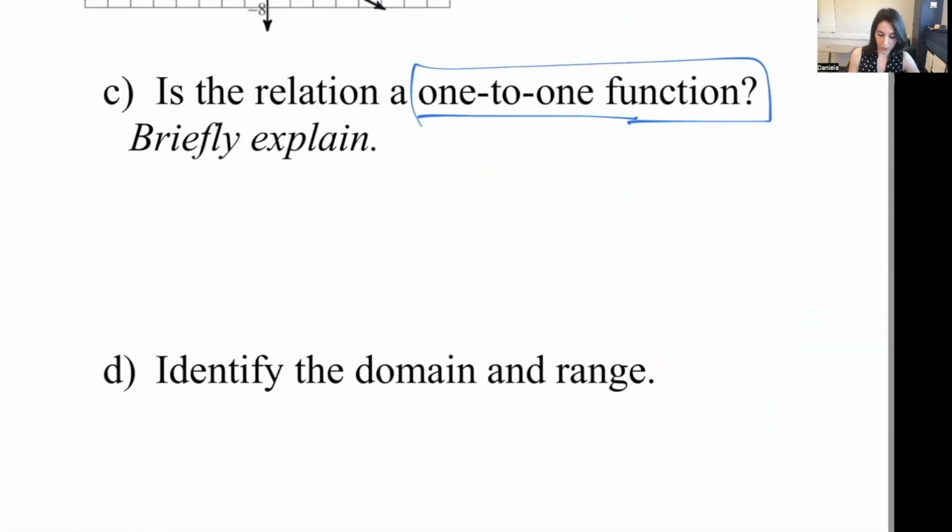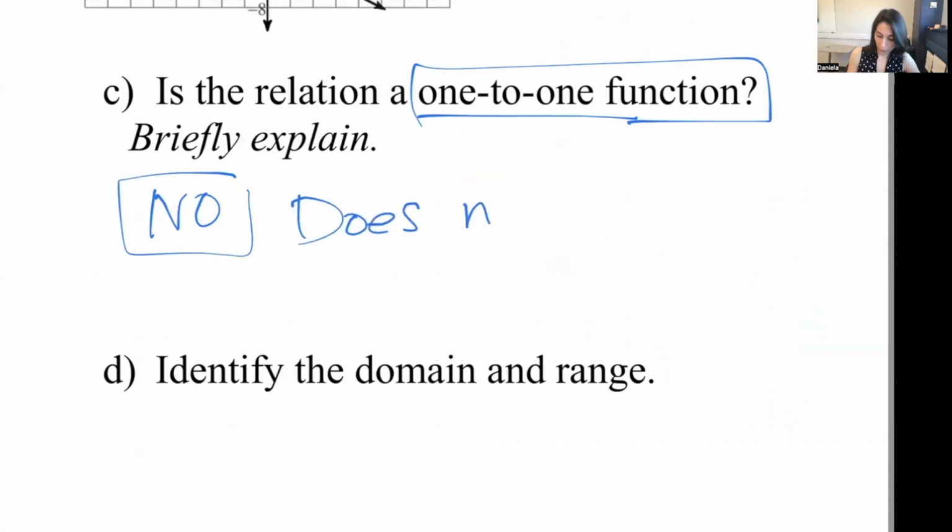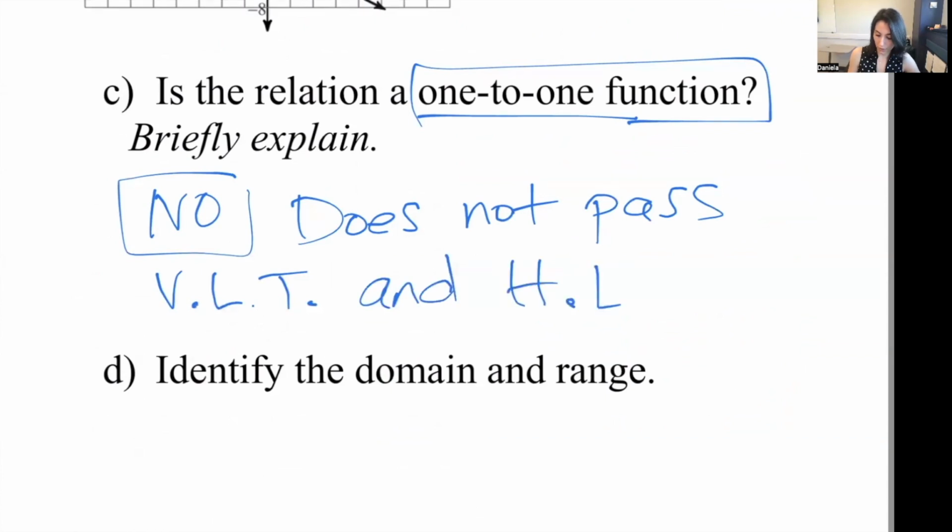The answer is no. So it's a one-to-one function if it passes both the vertical line test, which I will abbreviate as VLT, and the horizontal line test, I'll call it HLT. So because it does not pass both, the vertical line test and horizontal line test, it's not one-to-one.